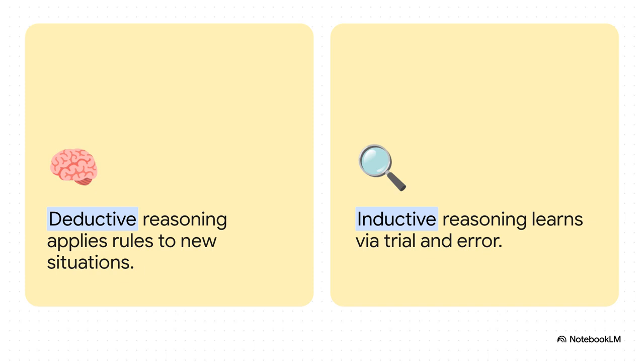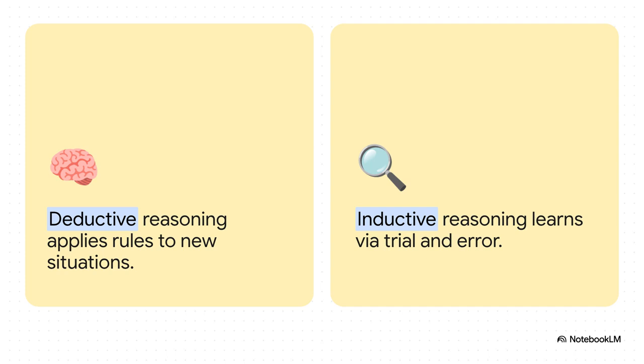That's when you apply a known rule, like, hey, blue underlined text means it's a hyperlink, to a totally new website. Inductive reasoning, on the other hand, is bottom-up. It's learning through trial and error, like randomly clicking a weird gear icon just to figure out it opens a settings menu. Truly catastrophic interfaces are the ones that actively punish inductive reasoning.